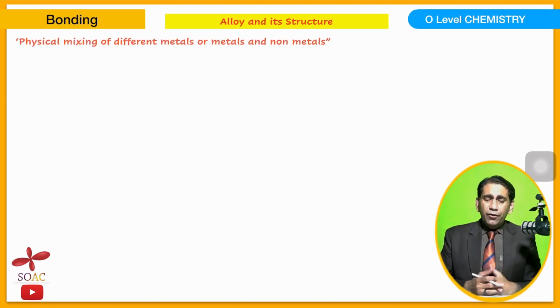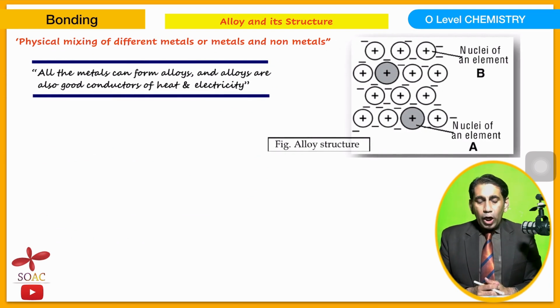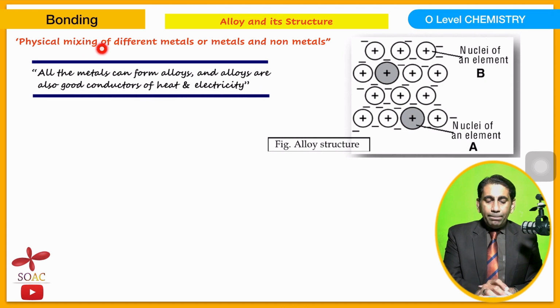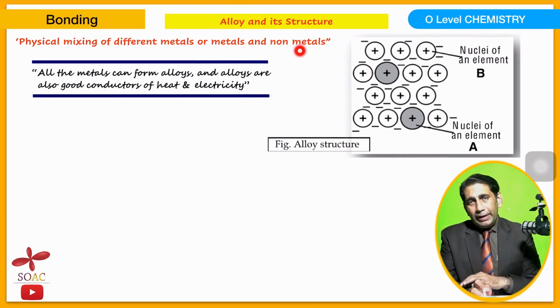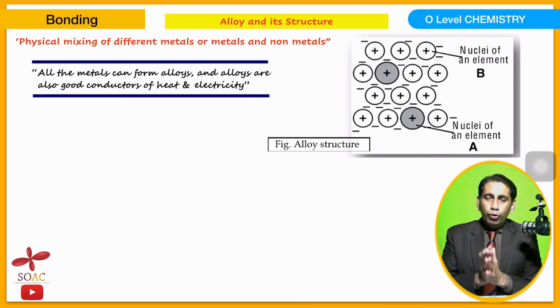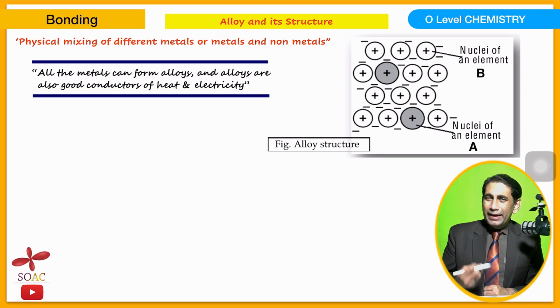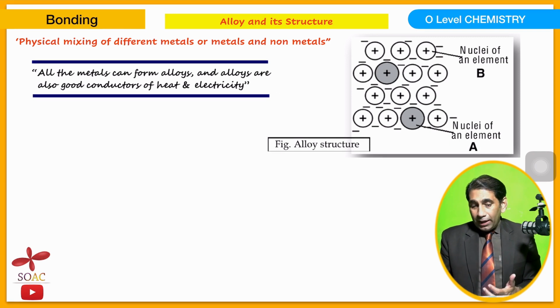Come toward the structure of alloys, and what are the alloys basically? Alloys are the physical mixture of different metals, and metals and non-metals. So the physical mixing of two or more metals, or the physical mixing of metal and non-metal, this mixture is typically known as an alloy. All metals can make alloy.